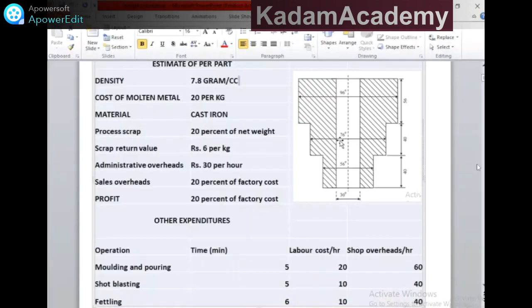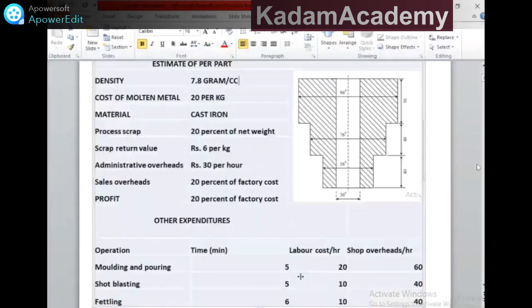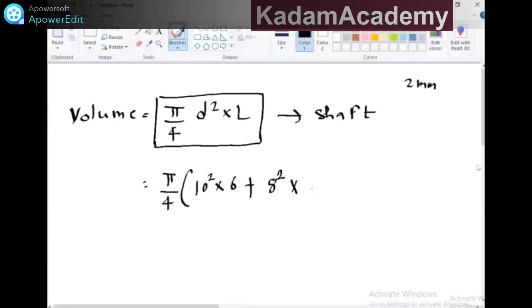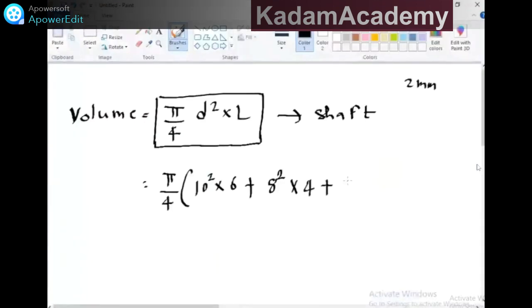plus the next diameter is 76. So we will add 2 mm clearance. So that will become 80. We'll convert into centimeter. So that will become 8 square into 4, plus the next diameter is 56. We will add 2 mm clearance in that. That will become 60 mm. So it will convert into centimeter. We will be getting 6 square into 4.